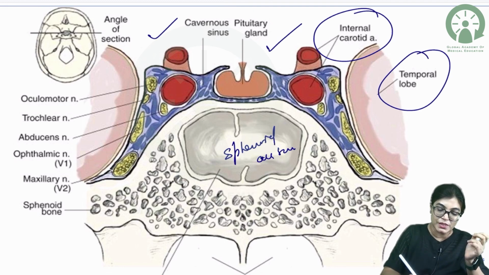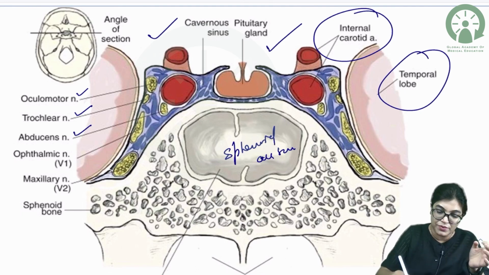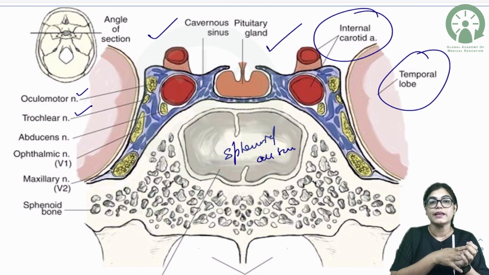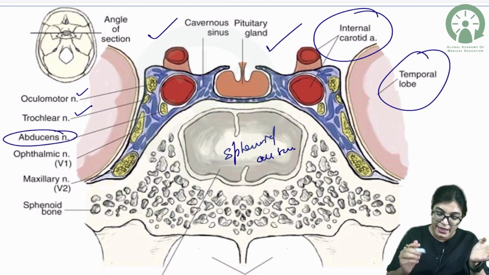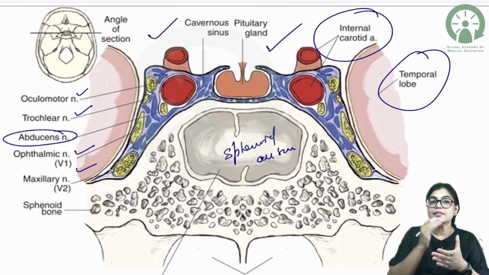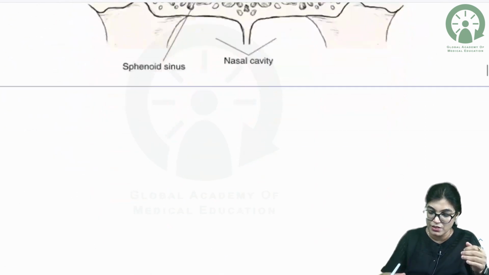There are 4 nerves in the lateral wall, 3rd, 4th, and 6th. Actually, the oculomotor nerve and trochlear nerve are in the wall, while the 6th is traversing inside, so it is not exactly in the lateral wall. Traversing through the cavernous sinus are the internal carotid artery and the abducens. In the lateral wall, we have the ophthalmic and maxillary divisions of the trigeminal nerve. The 6th cranial nerve and internal carotid artery are traversing through the cavernous sinus. So, please write down these relations.